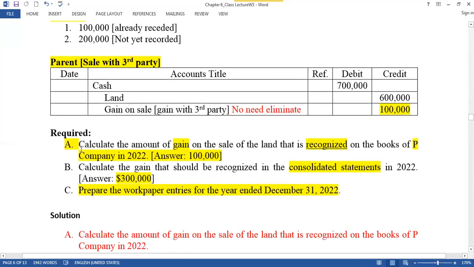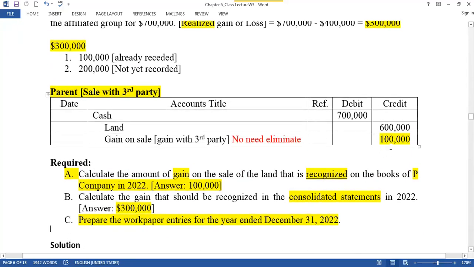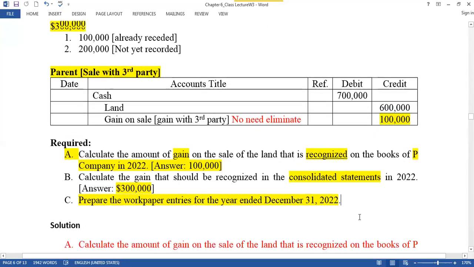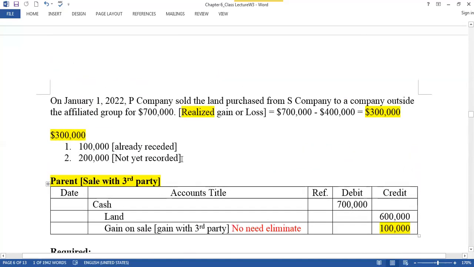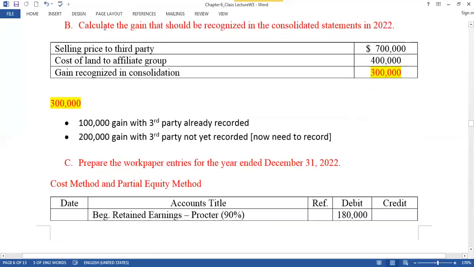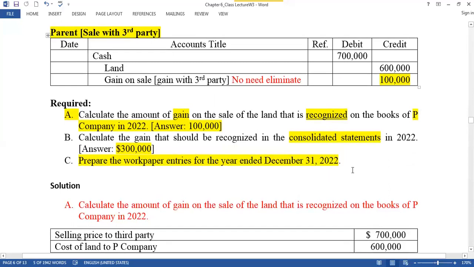Now this question C is connected with A and B. According to A, we already recognized $100,000 gain, but according to B, we calculate $300,000 gain and $200,000 not yet recorded. So this journal we need to do for C. Try to understand. This journal is for C.